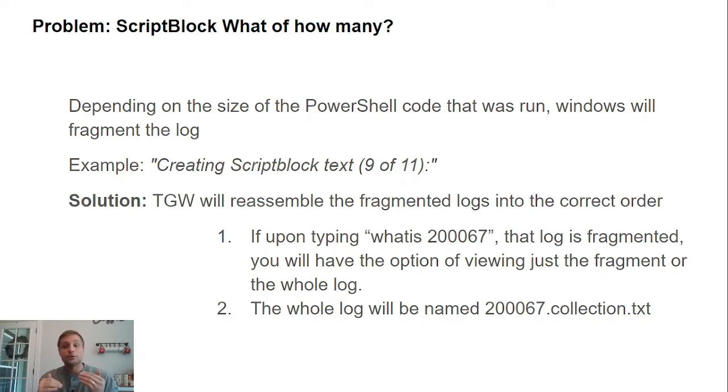And you can tell which one's which because the reassembled one will be named with this .collection.text. So the regular one would say 200067.text, and the reassembled would say 200067.collection.text.